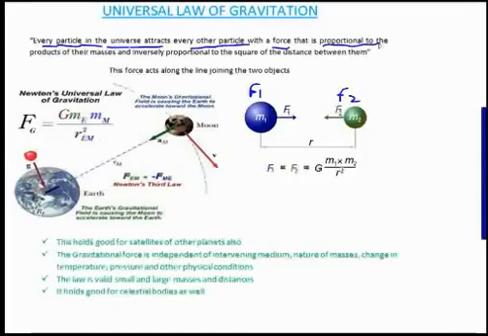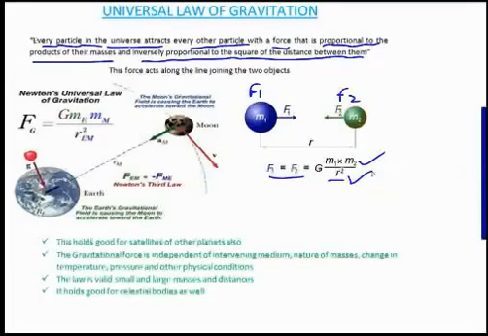Now this force is proportional to the product of the masses and it is inversely proportional to the square of the distance between them. So F is directly proportional to the product of the masses, that is m1 and m2, and it is inversely proportional to the square of the distance between them. Now we can see it over here.